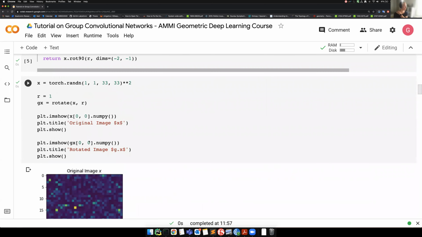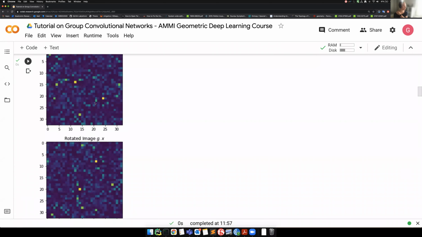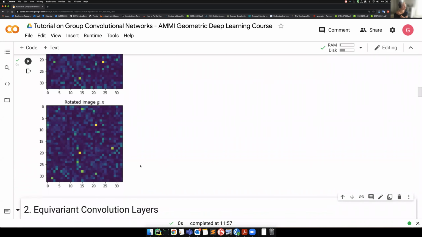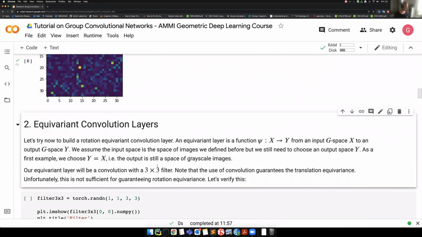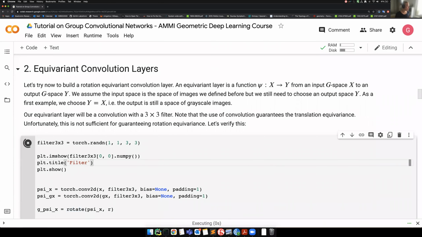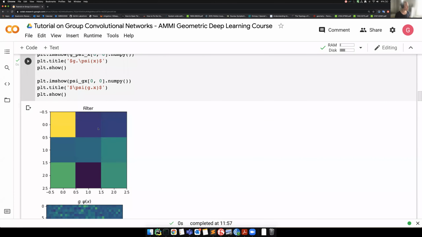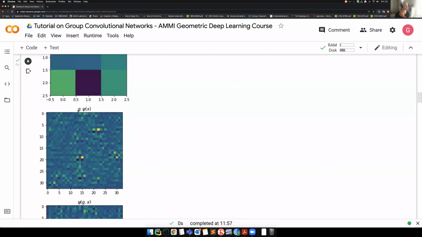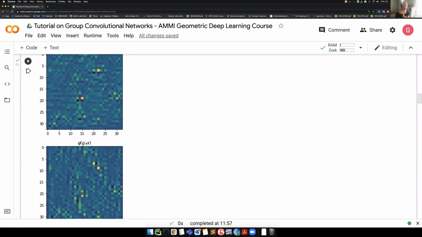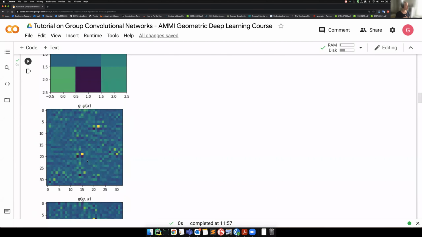nothing fancy. We just have an image and we rotate the image. You see the 3 dots moved here. That's all fine. What we do now is generate a random filter, this filter. We do convolution with this filter over our image x, that's phi of x, and then we rotate it by 90 degrees. In the other image here, we first rotate the image x by 90 degrees, and then we apply convolution. If the convolution was an equivariant operation, we would expect these 2 outputs to be the same.